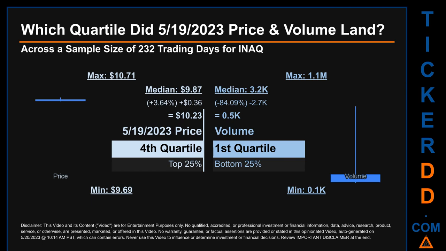The day's volume landed within the first quartile, at the bottom 25% of all sampled daily volume, which saw a max daily volume of 1.1 million and a minimum of 0.1 thousand. Quartiles tell us about the spread of a data set by breaking that data set into quarters, just like how the median breaks the set into half. Descriptively, INAQ has a median price of $9.87. Therefore, May 19, 2023 price was higher from that middle marker by 3.64%. The day's volume of 0.5 thousand was less than the median by 84.09%.